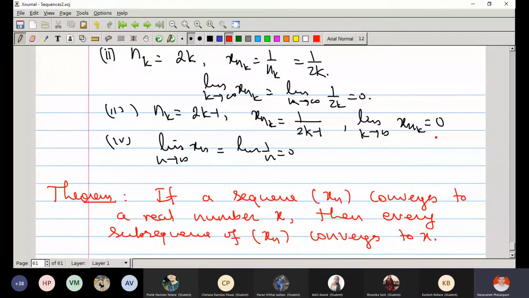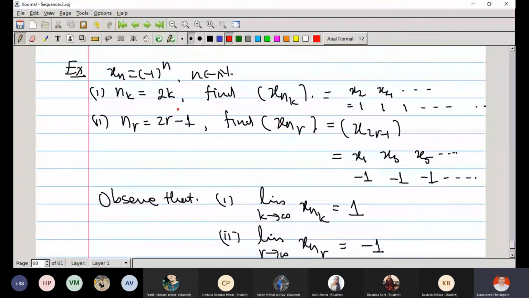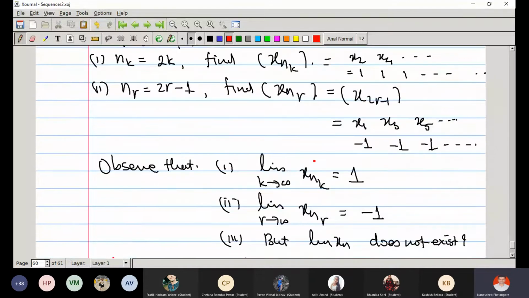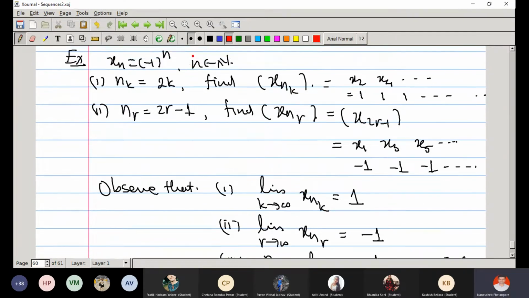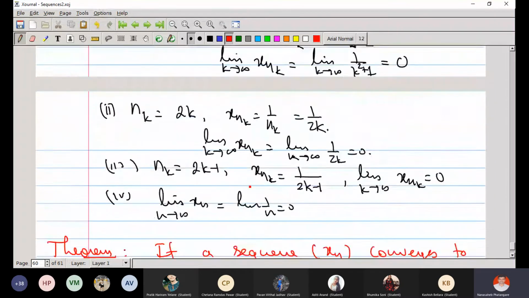Here we didn't have any choice. In the first example, our original sequence is not convergent. Therefore, the statement of the theorem fails here, because one subsequence converges to 1 and another subsequence converges to -1. So the statement of the theorem fails here because the original sequence is not convergent.